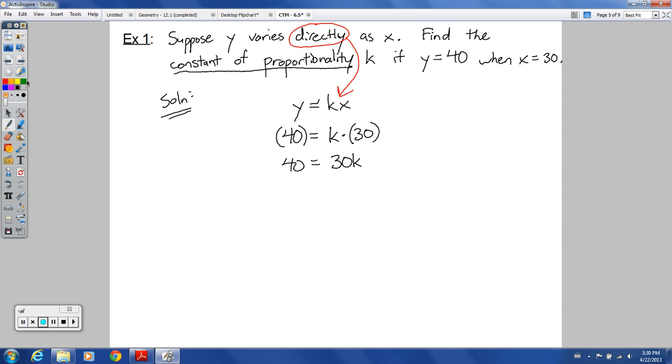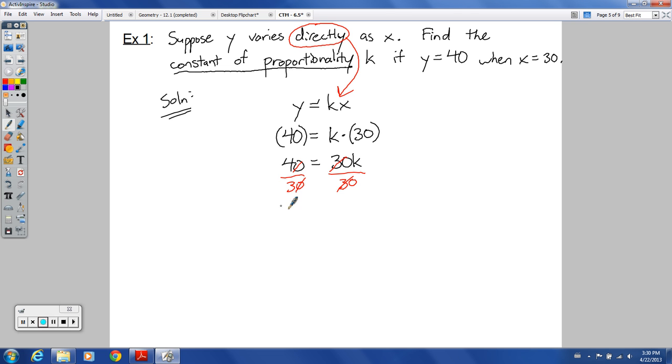And then a different color for this point. Let's divide by 30 here. That'll do what I want to do. The 30 will cancel out with the 30 here. The 0 and 0 will cancel here. I'm left with 4/3 for my k value.